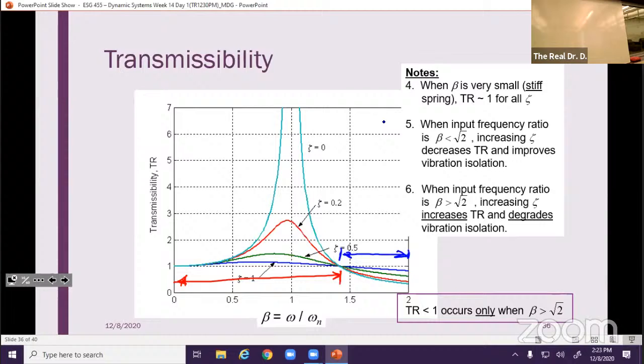You actually want less damping ratio, right? The trend flips at the root 2 point, okay? Transmissibility will only be under 1 when beta is greater than root 2. Only. Right? You can see it from the plot, right?